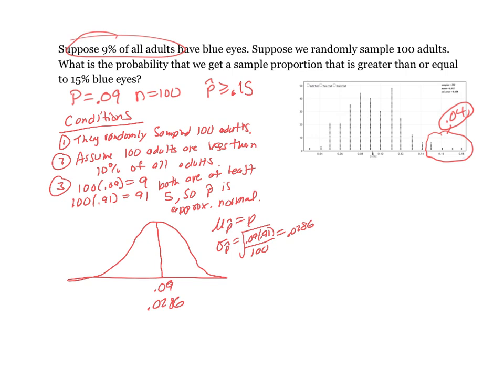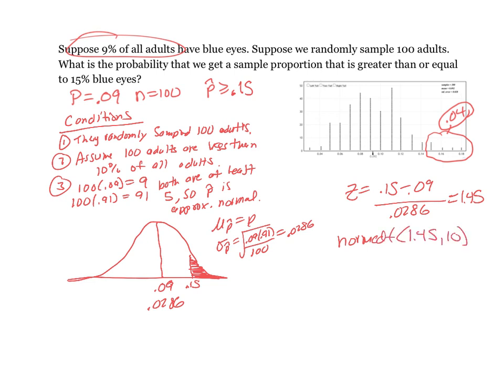And this time I want to know what's the chance that p hat's above 15%. So 15% is over here. So that would be greater than or equal to 15%. So again, we're going to do a z-score. 15% minus 9% over 0.0286. So I find that z-score, and I get a z-score of 1.45. And then we're going to look that up using normal CDF. This time I'm going to go 1.45 comma 10 because I want to go to the right of the graph. So I go 10, and this time I get 0.07.